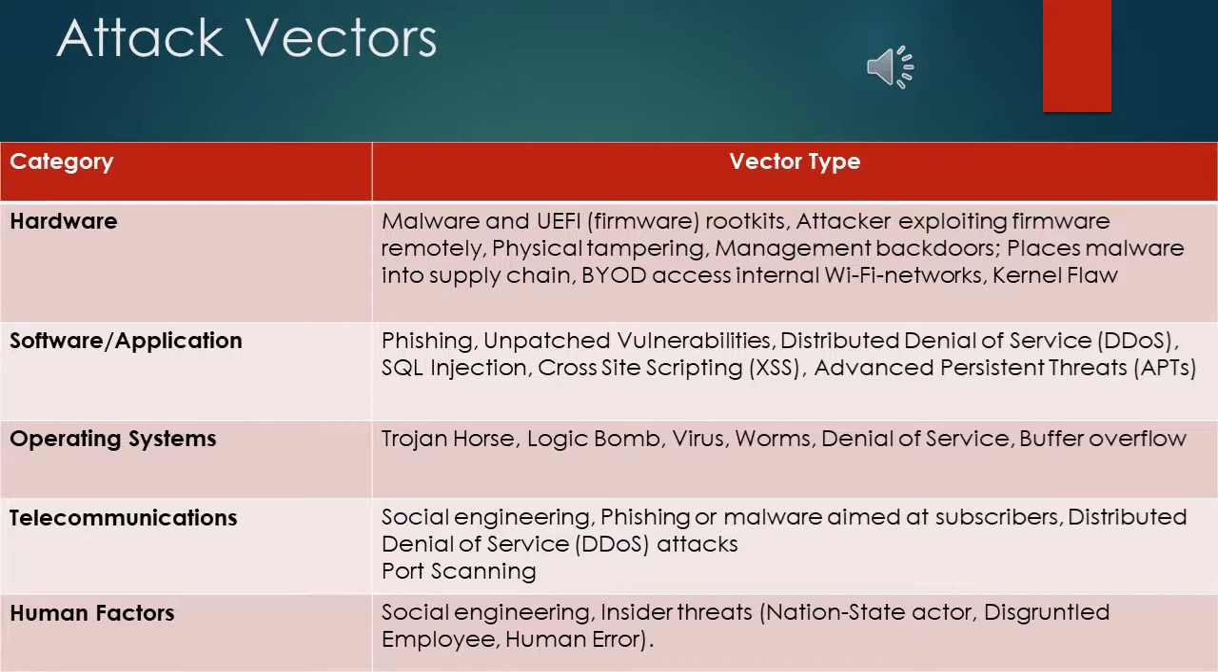Telecommunication attack vector types include social engineering, phishing, and malware aimed at subscribers, distributed denial of service attacks on service providers' equipment, and port scanning, an attempted scanning of subscriber networks. The human factor includes social engineering, insider threats, which include nation-state actors, disgruntled employee, or human error.